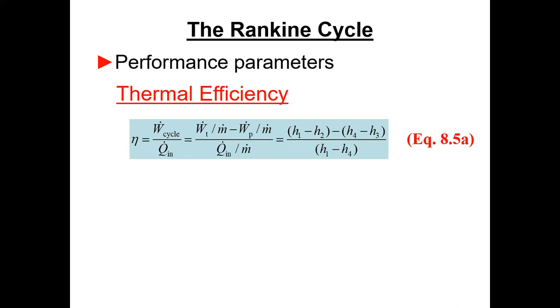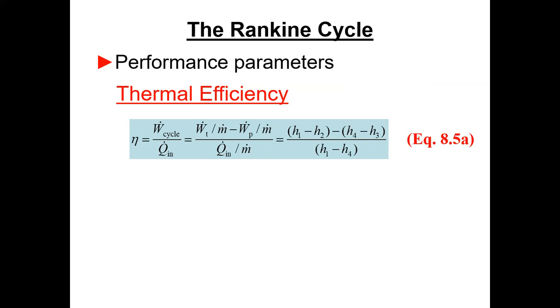Performance parameters, thermal efficiency. Well, we had the first part of that equation, the net work of the cycle, divided by the total heat transfer added in the boiler. So that's the turbine work per unit mass minus the pump work per unit mass, both as positive quantities, divided by the boiler heat input per unit mass.